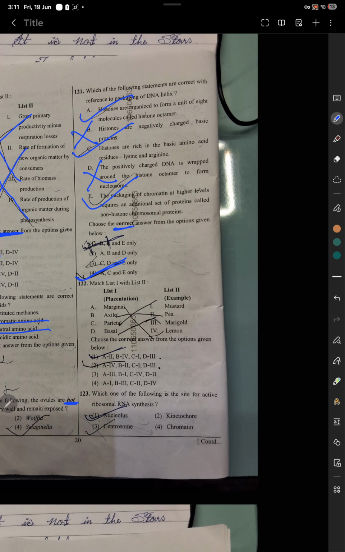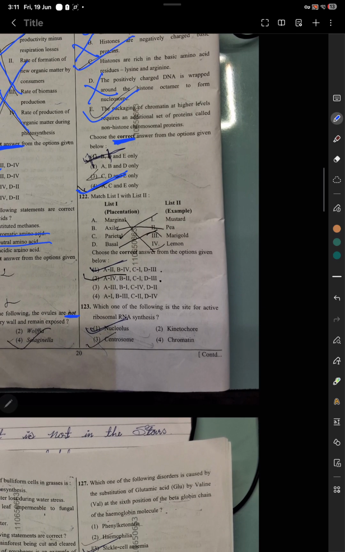So you need to read the question really properly. In this kind of question it sometimes asks to choose the one which is not correct, but in this question it's asking the one which is correct. So question number 112 is again match the following, and option number 1 is correct.